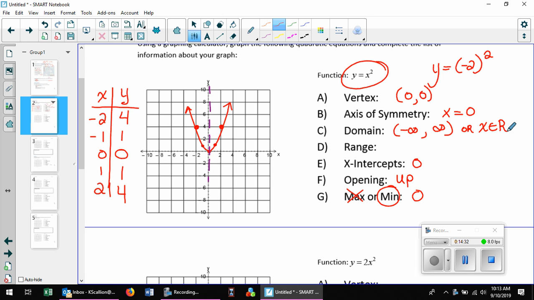The range is how low to how high. So what's my lowest point on this graph? 0. Does the graph include 0? Yeah, it's a point, right? Like, we actually graphed it. So my lowest point is a square bracket and a 0 because it includes that point.